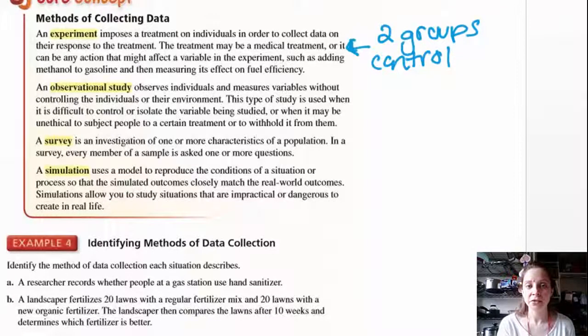An observational study observes individuals and measures variables without controlling the individuals or their environment. This type of study is used when it is difficult to control or isolate the variable being studied, or when it may be unethical to subject people to a certain treatment or to withhold it from them.